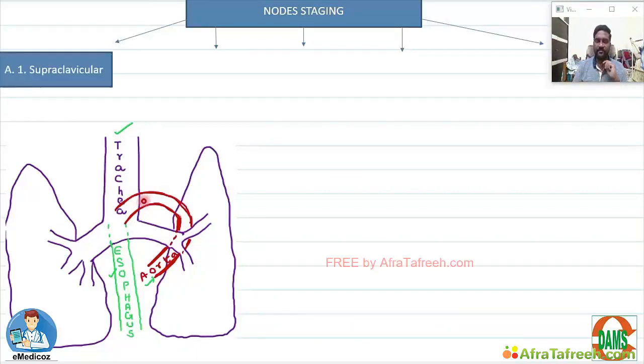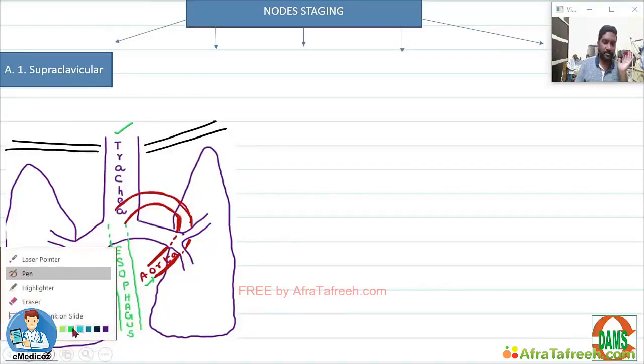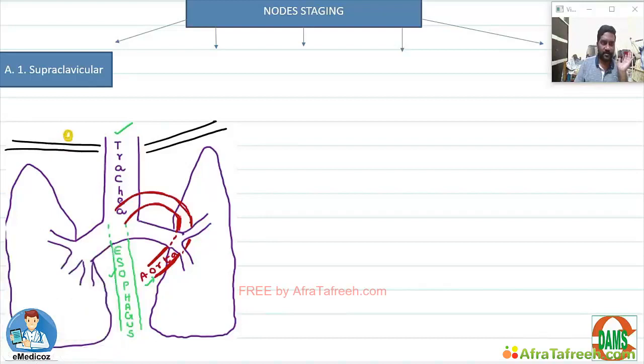For the stations of lymph nodes, we have supraclavicular. The first important station is supraclavicular. Consider this to be the clavicle. Any node above the clavicle is considered a supraclavicular node. So the first important group is supraclavicular, and it is generally the first station.